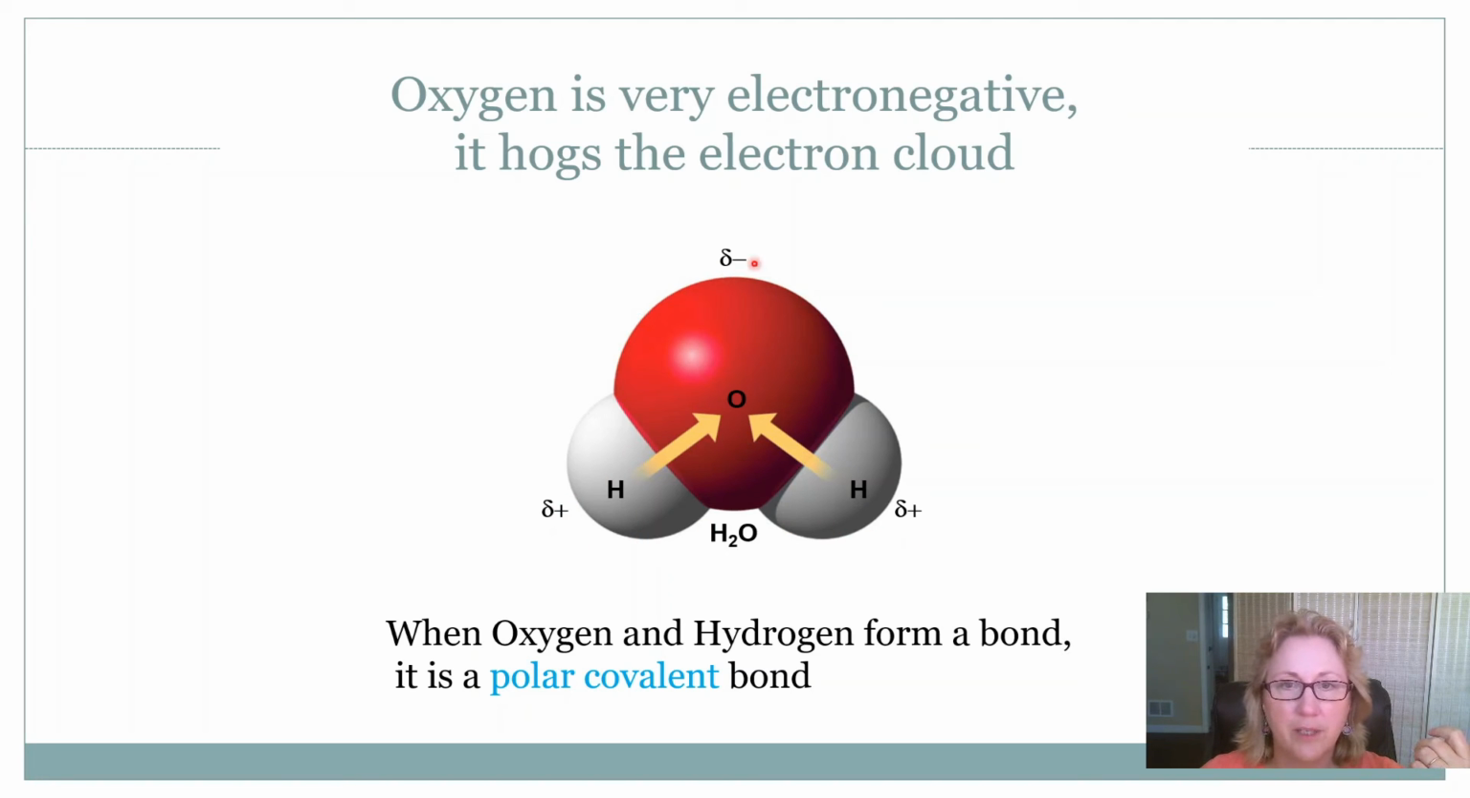And this little symbol here, this little squiggle, that's a lowercase delta, the Greek letter delta. And you've probably seen an uppercase delta that looks like a triangle. We use that in science to stand for the word change. Like if you see delta T, that's either change in temperature or change in time. Lowercase delta means partial or less than 1. So this negative here with the little delta in front of it tells us that it's a negative charge, but it's less than 1.